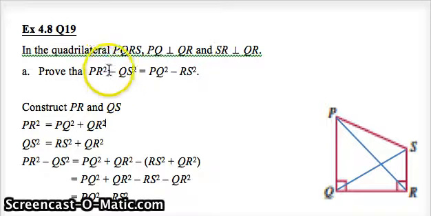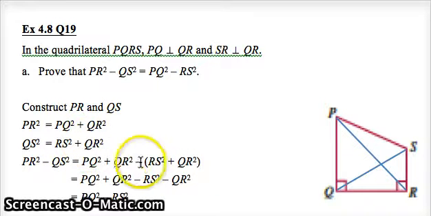And now we can fix up the left-hand side of this equation, which is to come up with an expression for PR squared minus QS squared. So we've got PR squared minus QS squared. We just substitute in from these first two lines. So PR squared is PQ squared plus QR squared, minus, now we need to take away QS squared, so we need to put brackets for what the expression for QS squared is because it's more than one thing. So minus RS squared plus QR squared.